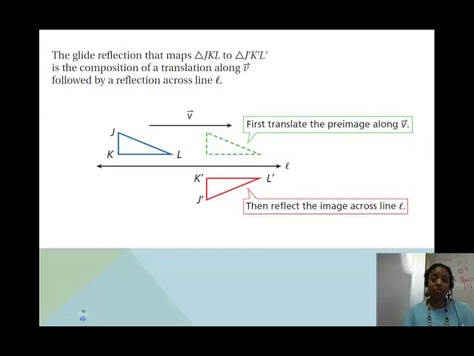A glide reflection is just a composition where first you glide it, you translate the image, and then you reflect it. As you can see for this triangle JKL, first you translate it in this direction, the length of the vector, so that's the first translation of the pre-image, and then you reflect it across the line L, and this new image that you have is a glide reflection of the original.